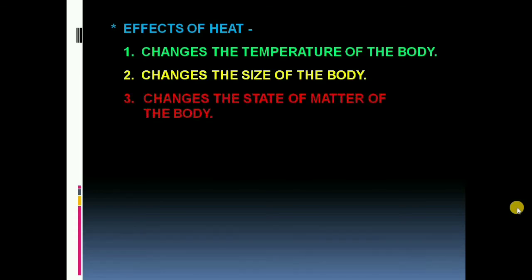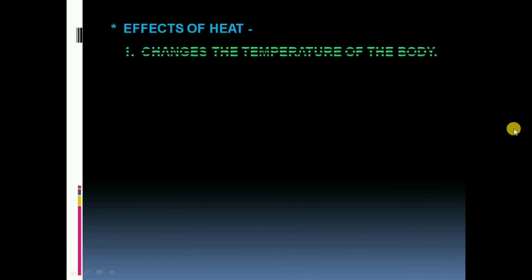Effects of heat, it means what heat is capable of doing. So heat is capable of changing the temperature of the body. Heat is capable of changing the size of the body, and heat is capable of changing the state of matter of the body. So now let's understand these effects one by one. So what is the meaning of changes the temperature of body?